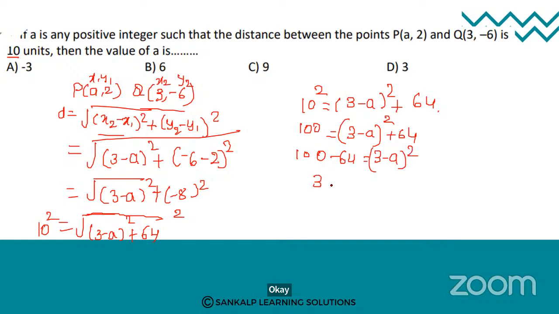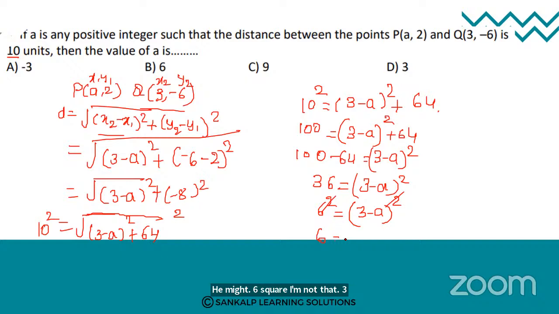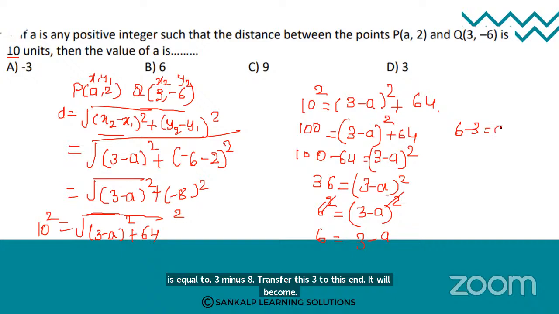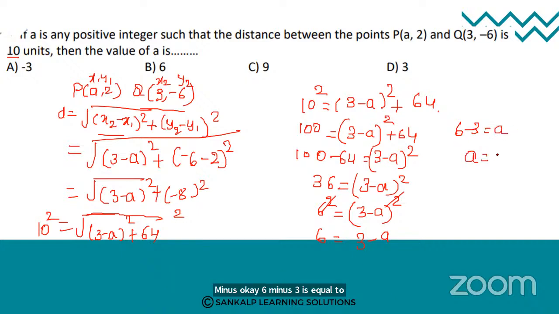100 minus 64 is 36. Okay, 36 is equal to 3 minus a square. I will write this 36 as 6 square. 6 square is equal to 3 minus a square. Square cancel, 6 is equal to 3 minus a. Transfer this 3 to this side. It will become minus. Okay. 6 minus 3 is equal to a. 6 minus 3 is 3. Okay. Our a value is 3. This one is correct. Understood?